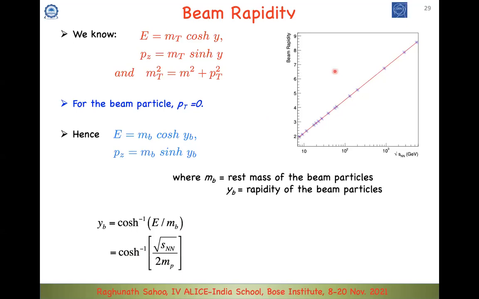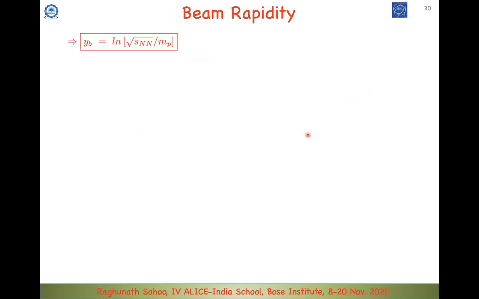When you plot the beam rapidity as a function of square root of SNN, you will find it goes like this. This has to be related to the gamma factor, because I showed you earlier the plot of the gamma factor, which was increasing like this.